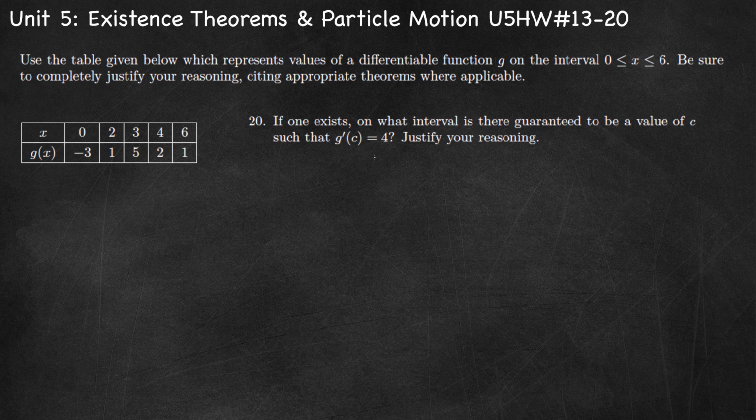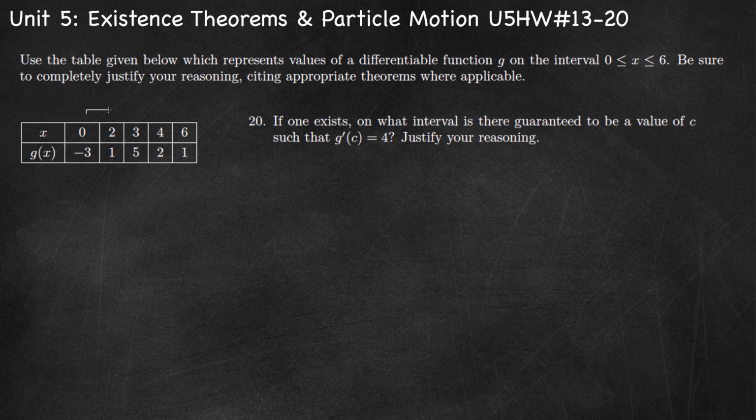The mean value theorem has two conditions. The function has to be continuous on a closed interval and differentiable on the open interval. And if that's true, then somewhere the derivative will equal the average rate of change. So if we can find an interval that has an average rate of change of 4, then it must be true that somewhere on that interval g prime is equal to 4. So we have to figure out which two endpoints are going to give me an average rate of change of 4. So we might have to do some guess and check here.